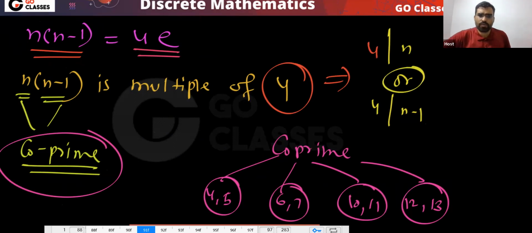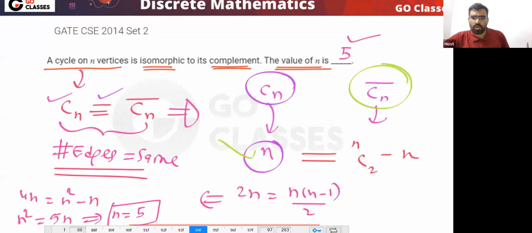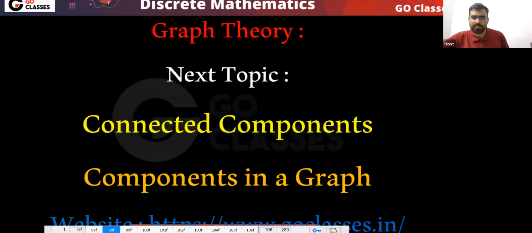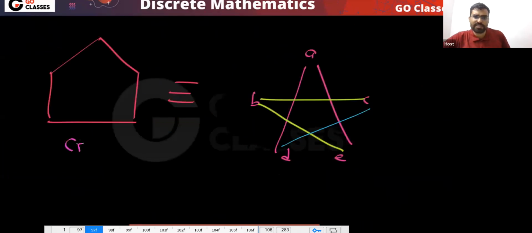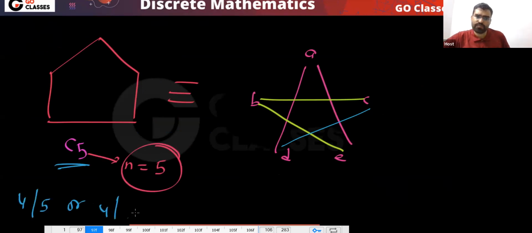So this will always happen for a self-complementary graph. If you have a self-complementary graph, then 4 will divide n or 4 will divide n minus 1. This will always happen. For example, you can notice this C5 is self-complementary. In this C5, n is equal to 5. So 4 divides 5 or 4 divides 5 minus 1. And you know this is correct. 4 divides 4.